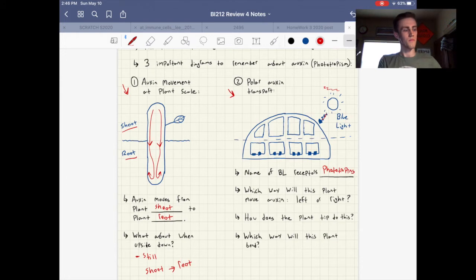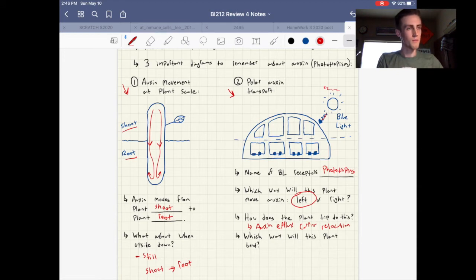phototropins. And just right away from looking at some of Mark's material, which way will this plant move auxin? It will move auxin to the left. And then how does it do this? It does it via auxin efflux carrier relocation. And so what does that look like on the diagram? All these blue things right here are auxin efflux carriers.